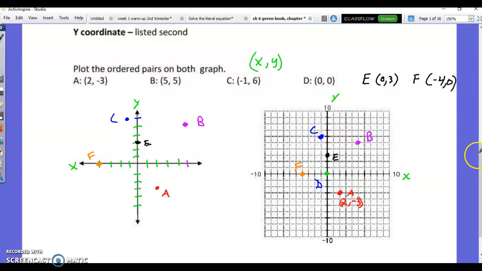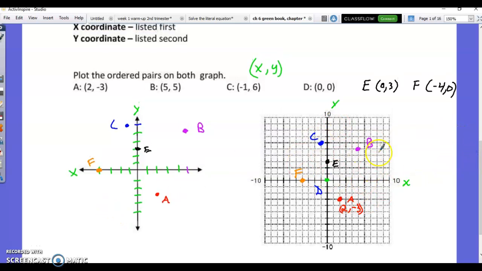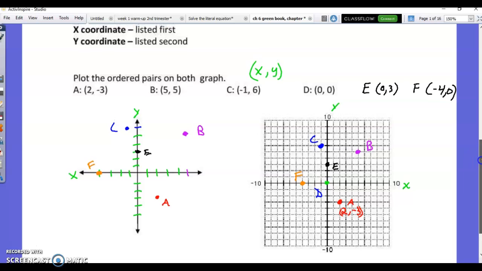All right, so this section is a lot about reading ordered pairs, knowing how to plot these points in graphs, and that's something that we're going to practice more.